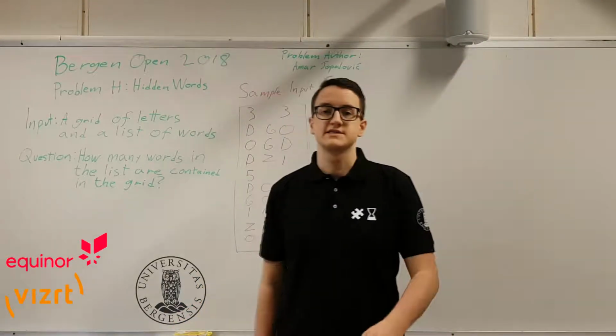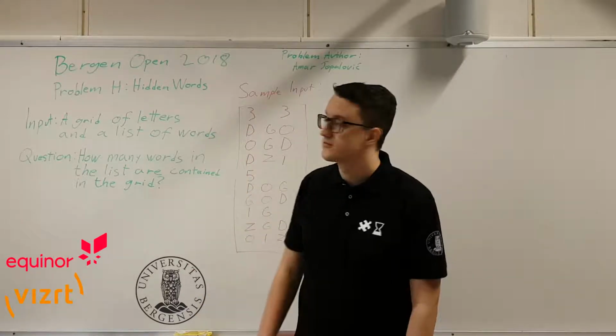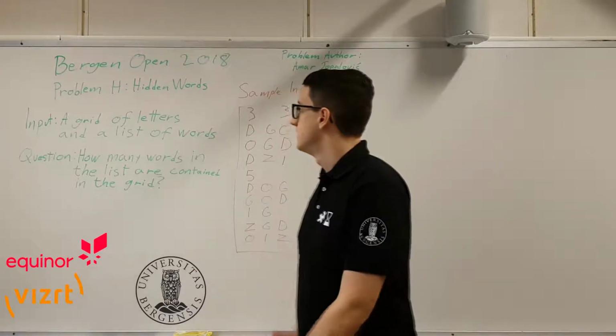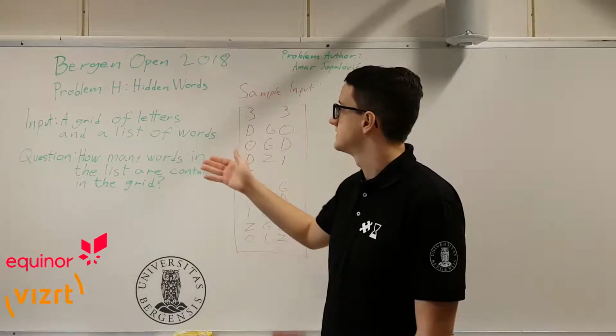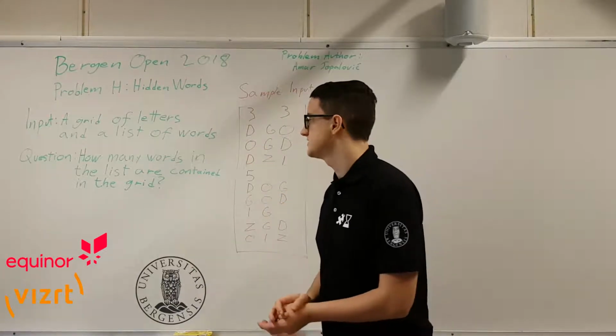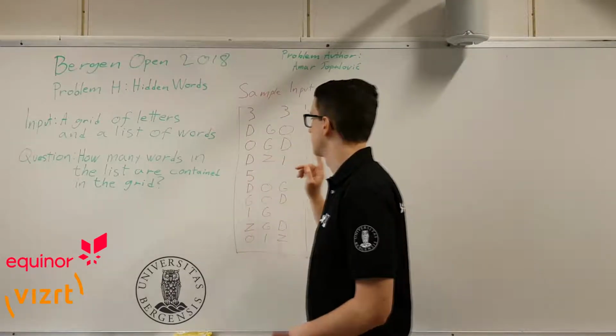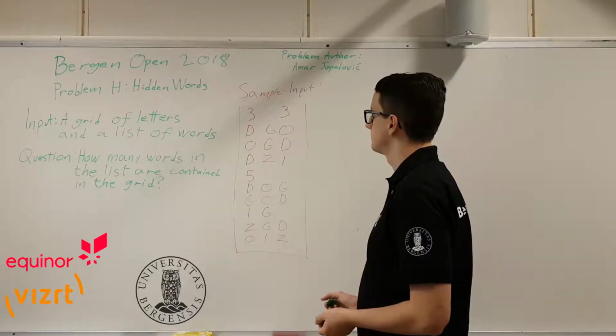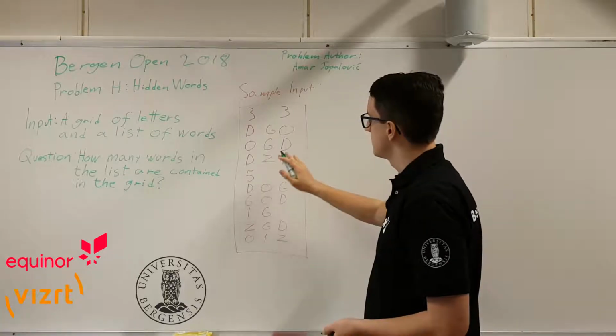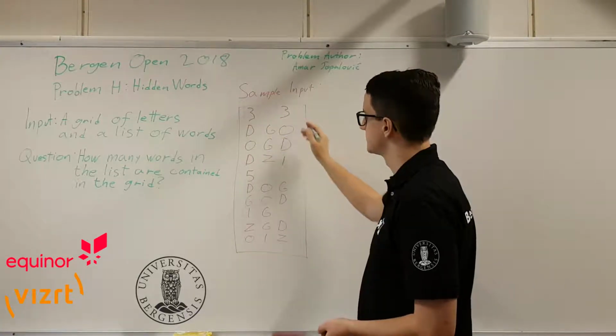Okay, so let's solve problem 8 from BGOpen 2018. The input is a grid of letters and a list of words, and the question is, how many words in this list of words are contained in the grid? You can start in any position in the grid itself.